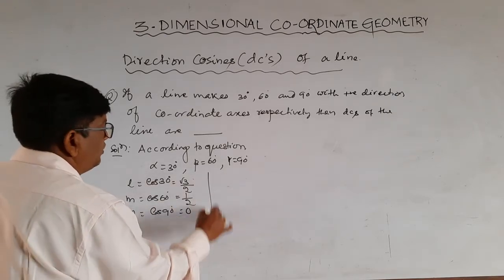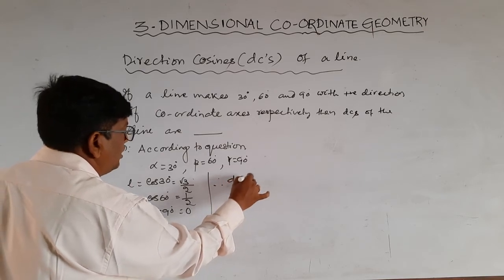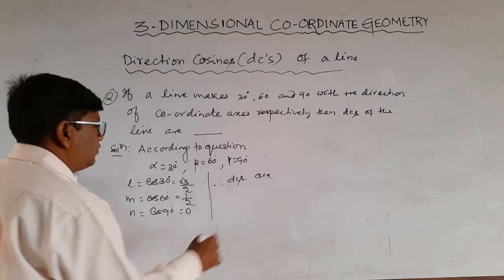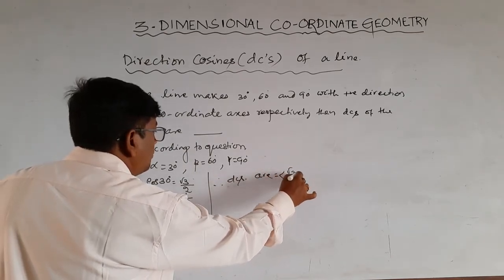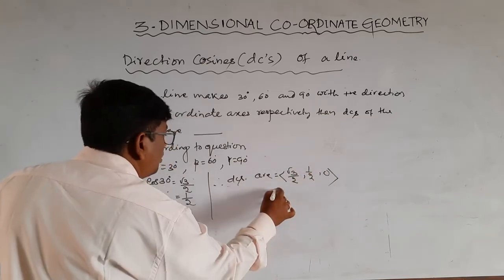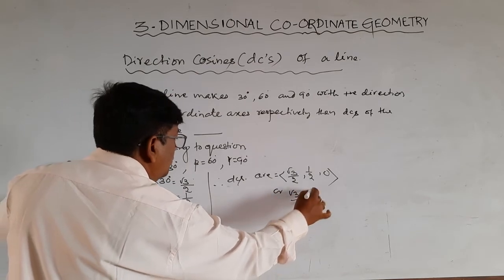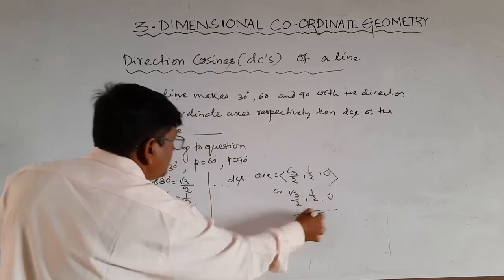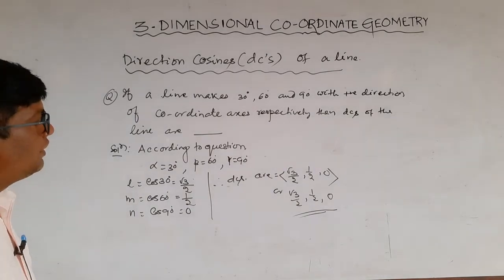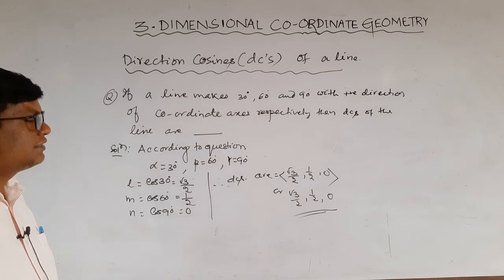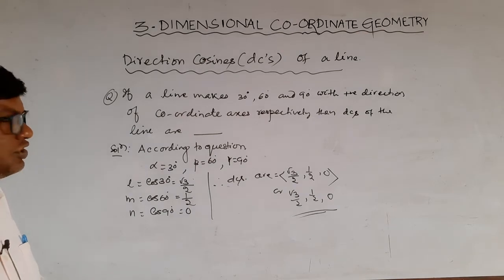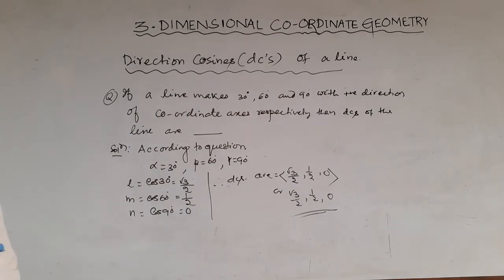So DCS are root 3 by 2, 1 by 2, 0, or you may write root 3 by 2, 1 by 2, 0, like this. Okay, now let us discuss a relation between DCS and a point.